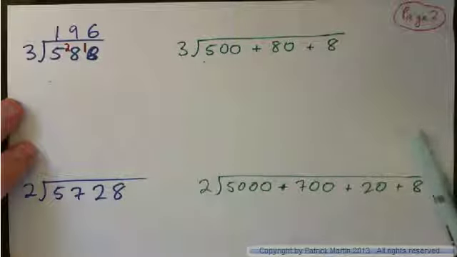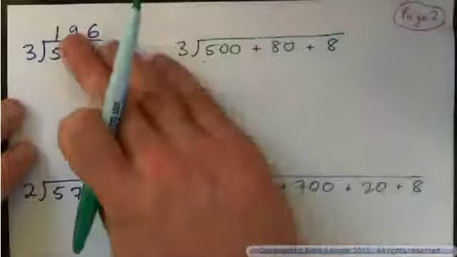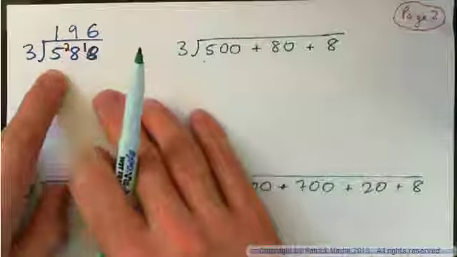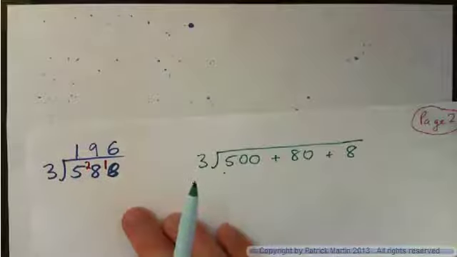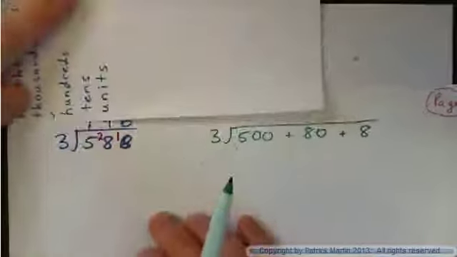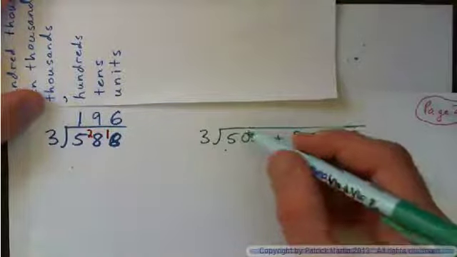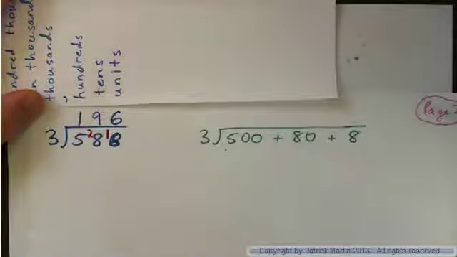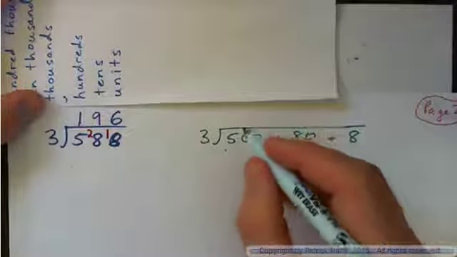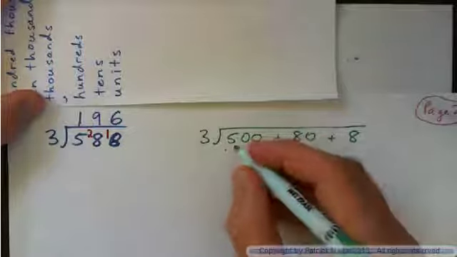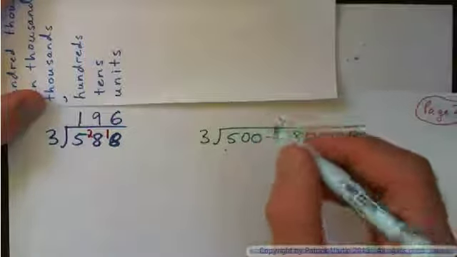Now, looking at what we really did, we started off, when we said 3 into 5, that was actually 500. Okay, because we actually have hundreds, tens, and units, right? So we said 3 into 500. And the answer was, well, 3 into 500 goes one time.